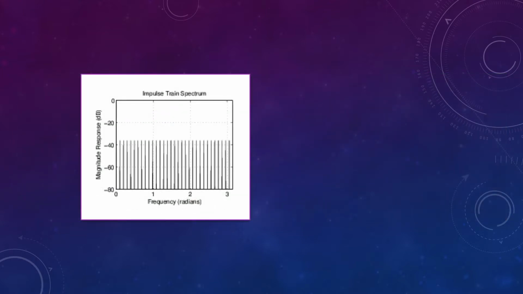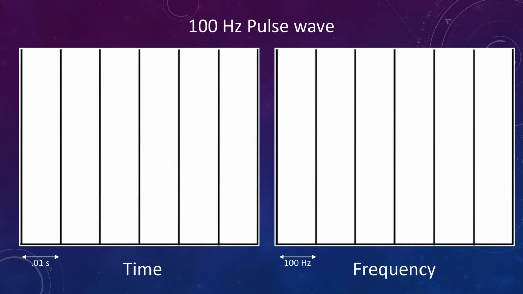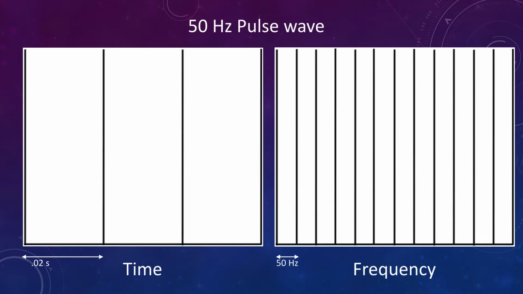One related note. Pulse waves have all harmonics at all frequencies. Remember that period and frequency are inversely proportional since f equals 1 over T. Now, imagine that you have a 100 Hz pulse wave. Each pulse would occur at 0.01 seconds, and you'll have a harmonic every 100 Hz. Now, imagine we've doubled the period so that there's one pulse every 0.02 seconds. Since the period has doubled, the frequency will halve, and so you'll have a harmonic every 50 Hz.